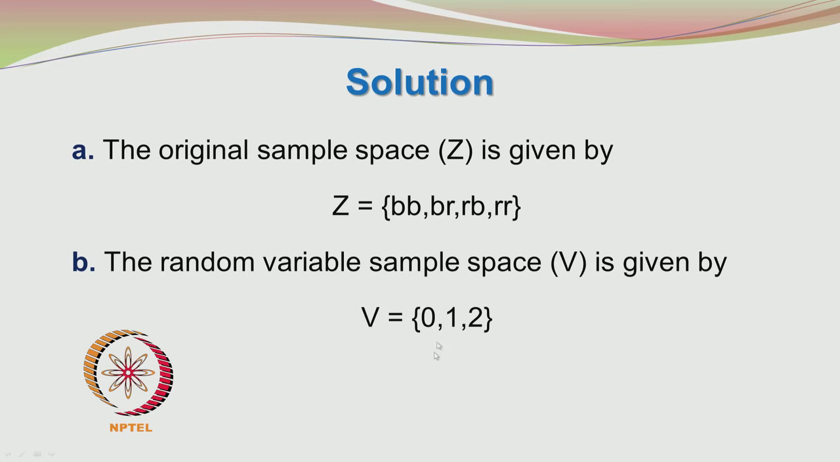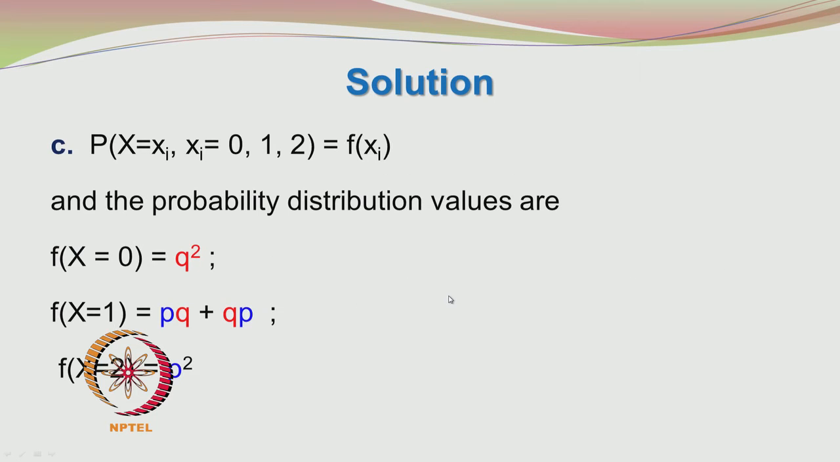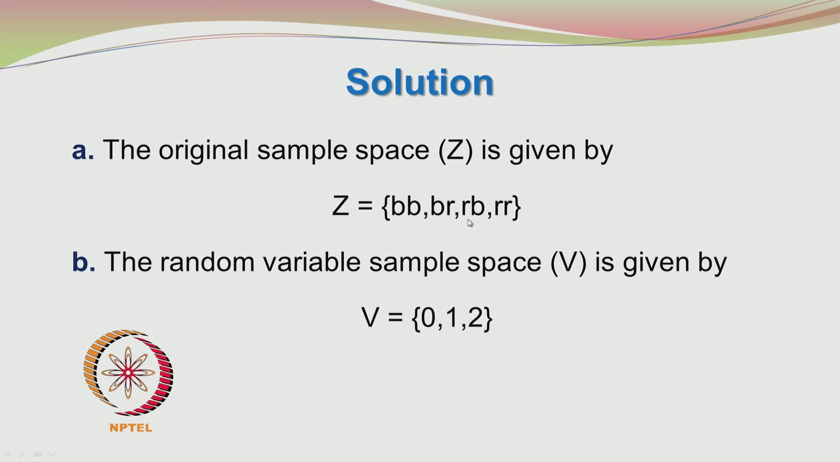You have the possibility of 0 blue balls, or 1 blue ball, or 2 blue balls. So, these are the possible outcomes expressed in the form of the random variable, which takes the values of 0, 1 and 2. The possible outcomes are no blue ball, 1 blue ball or 2 blue balls. So, the original sample space which was having 4 entities was reduced to only 3 entities in the random variable space.